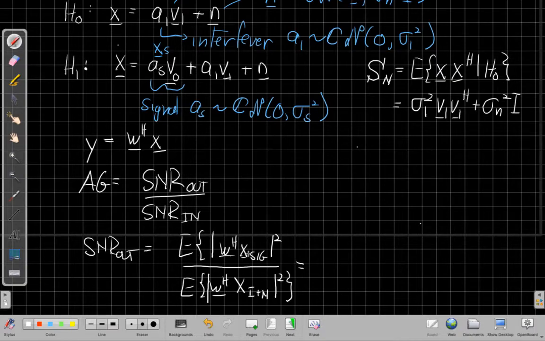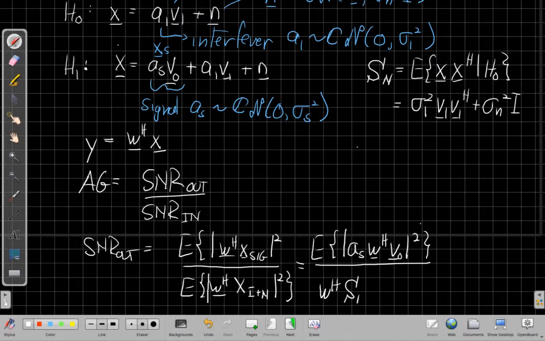And now we could bring this through and say, if I break it down a little more, this x sig would be A times V naught. So I'll bring the A sig out front, and I'll have W Hermitian V naught. I can bring that A sig out front because it's a scalar. So I have the expected value of that squared. And in the denominator, this would be W Hermitian X times its conjugate, and bring the expected value inside. And we're left with W Hermitian S_N W.